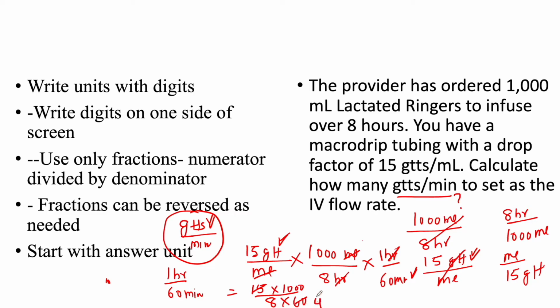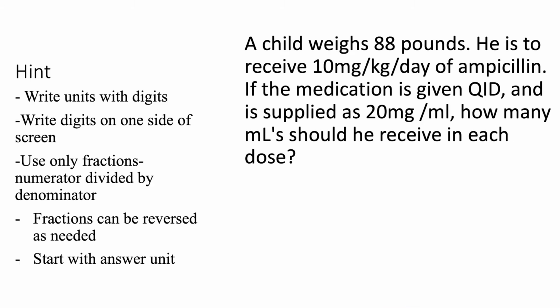Fifteen fours are 60, and then I have 1000 divided by 32, and we'll get the answer here, GTT per minute. Answer to previous question is 31 GTT per minute. Now there is a next question we are going to solve.